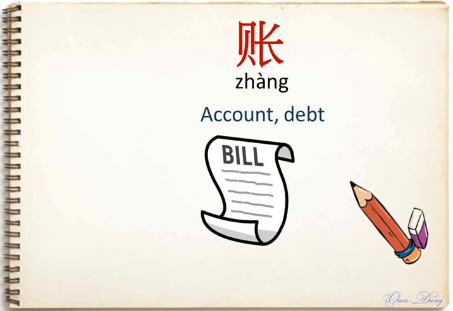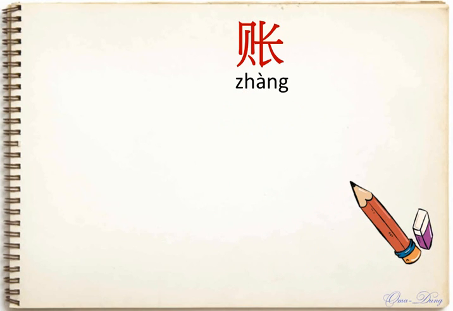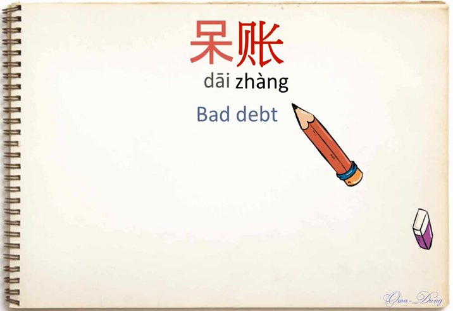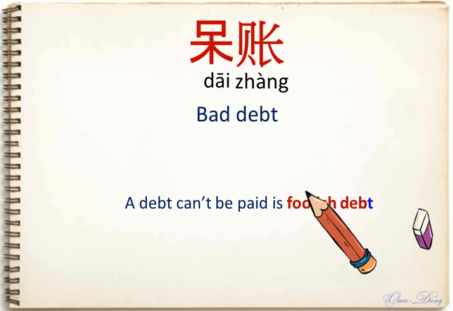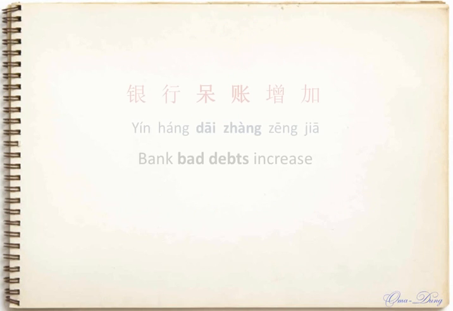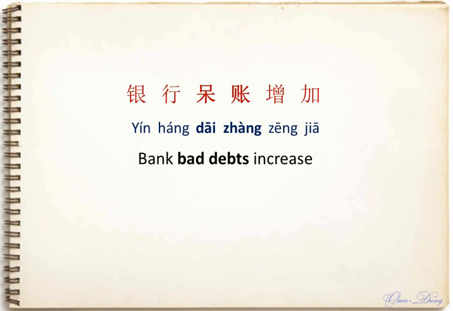账 is bill. Dai zhang, a bad debt, can't be paid. 银行呆账增加. Bank bad debts increase.